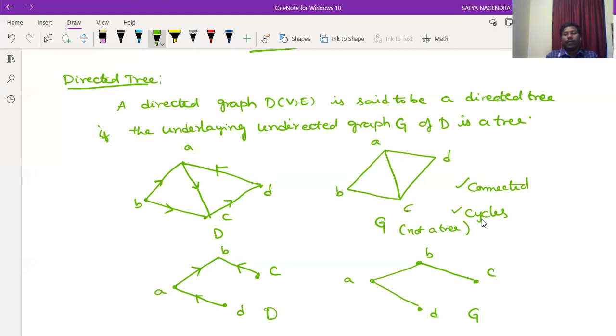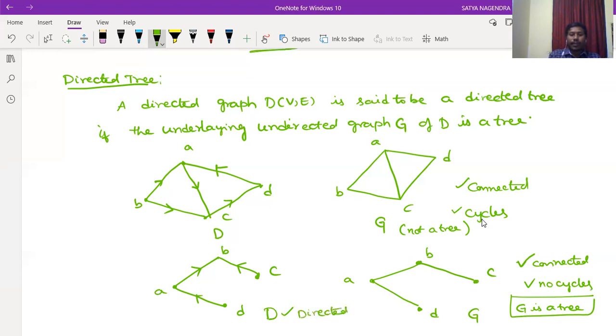Now you observe G is connected. Yes, this is true, connected. And there are no cycles in this graph. So what you can say from these two, G is a tree. Since G is a tree, this D is a directed tree.